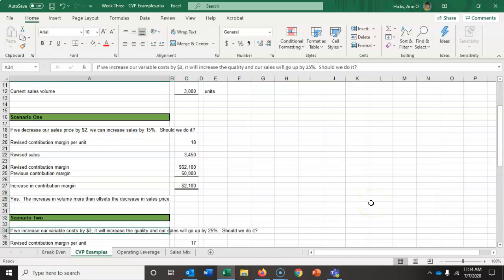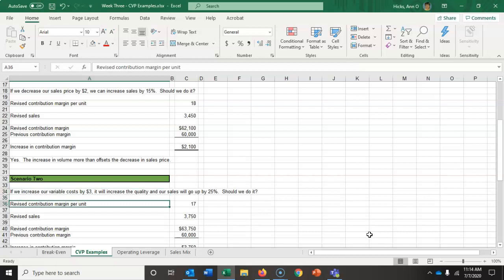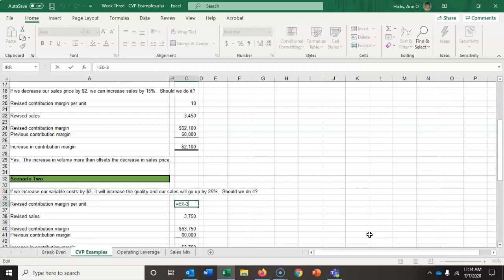Scenario 2. If we increase our variable cost by $3, the quality of our product will increase, and therefore our sales will go up by 25%. Should we do it? Well, again, what is our revised contribution margin going to be if we increase our variable costs and leave our sales price alone? We're going back to the original assumptions. Then our revised contribution margin will now be $17 per unit. So we'll be contributing less on a per unit basis because we're spending more in variable costs.